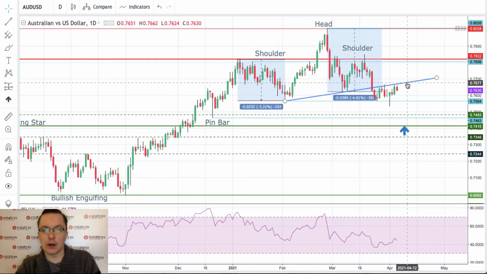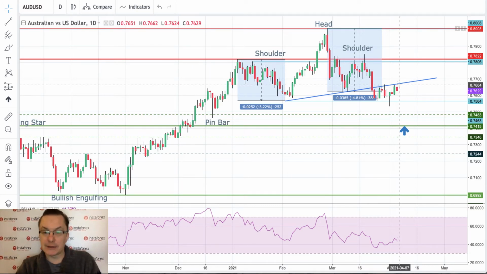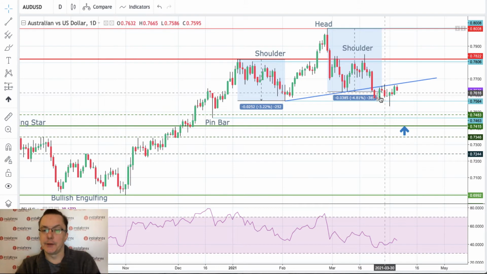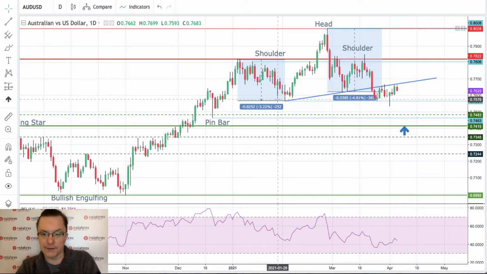So the decision of the RBA to keep the interest rate intact at the level of 0.10% didn't actually trigger any move on the Australian dollar, neither up nor down. But as you can see, we are still trading below this neckline. So right now, I suppose this move to the downside will be continued with the target of the first one, the lows of the left shoulder, 7,564. It shouldn't be strong support. It should be broken very, very easily.